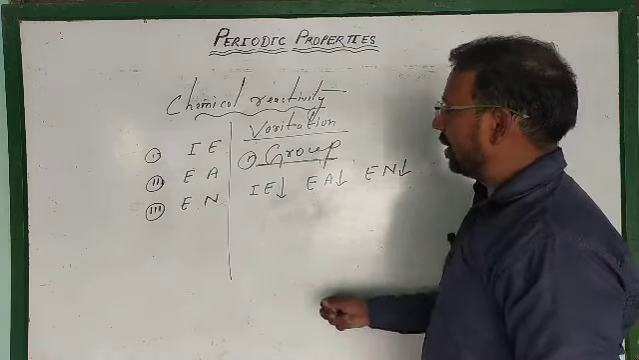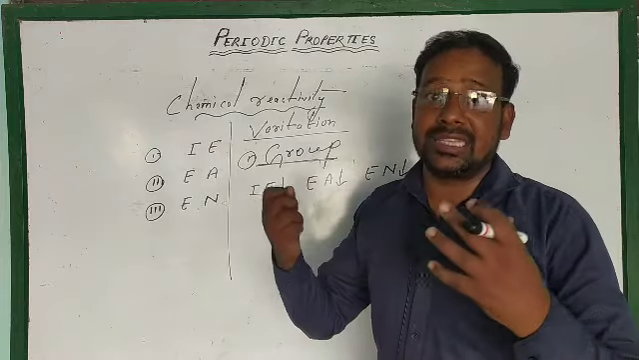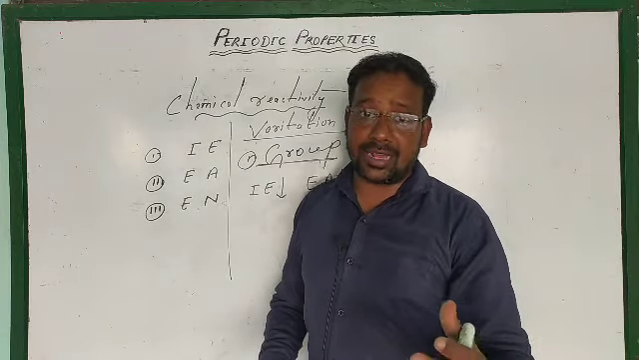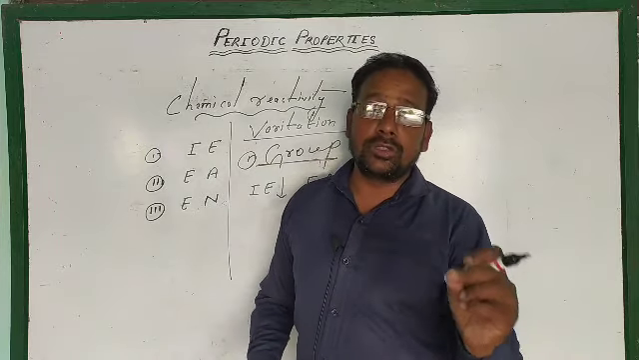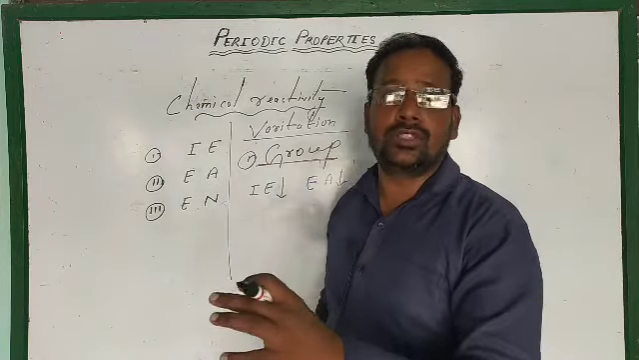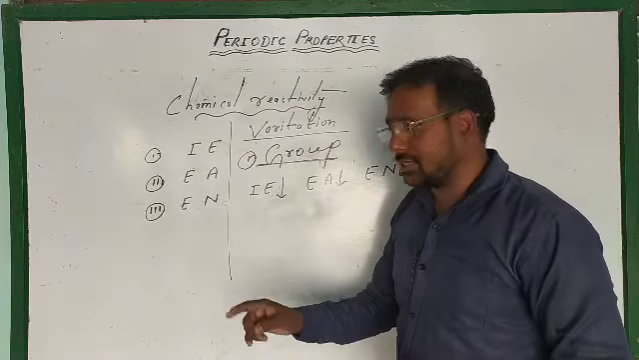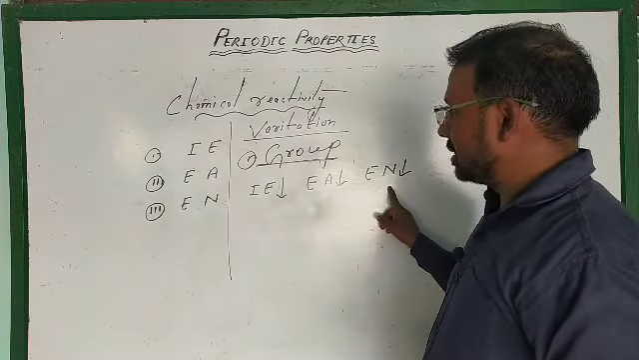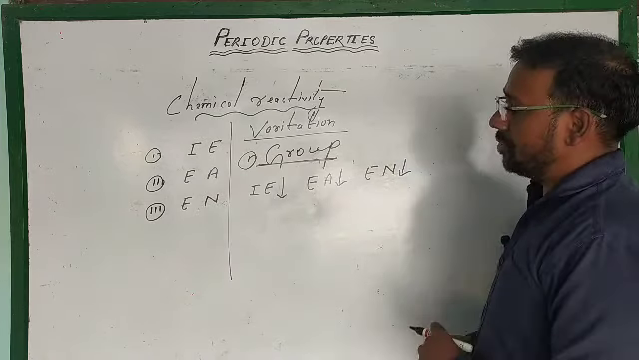We know very well that when we are moving in a group from top to bottom, because of the increase in size, there is a decrease in attraction between the nucleus and valence shell electron, and also a decrease in the impact of nuclear charge on the outermost shell electron. Because of these things, the properties decrease. Which ones? Ionization energy, electron affinity and electronegativity.